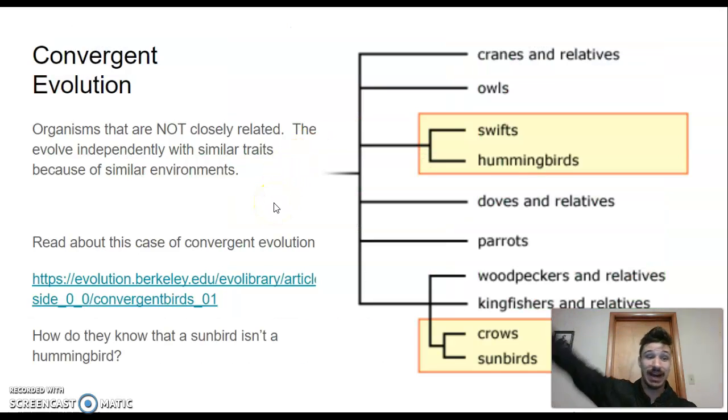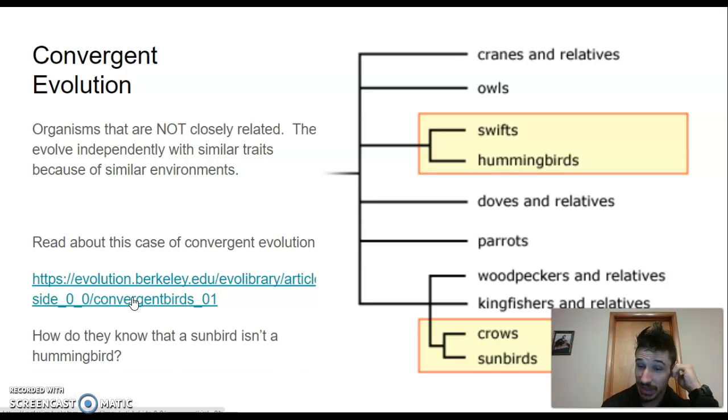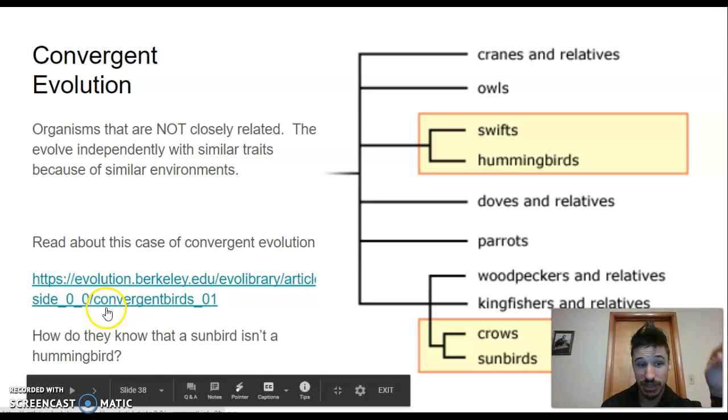So we talked about divergent evolution, and now we're going to talk about convergent evolution. Organisms that are not closely related evolve independently with similar traits because of similar environments. So let's read about this case here on convergent evolution, and then I want you to be able to answer this question: how do you know that a sunbird isn't a hummingbird?